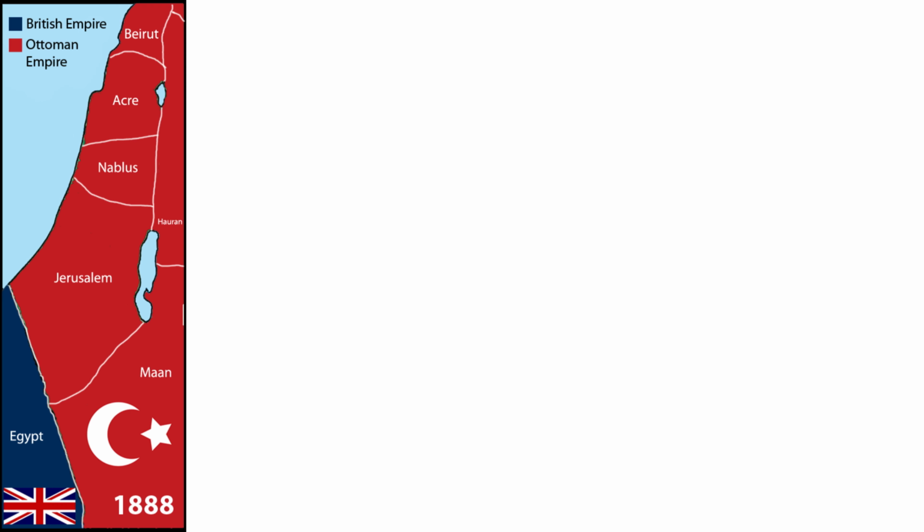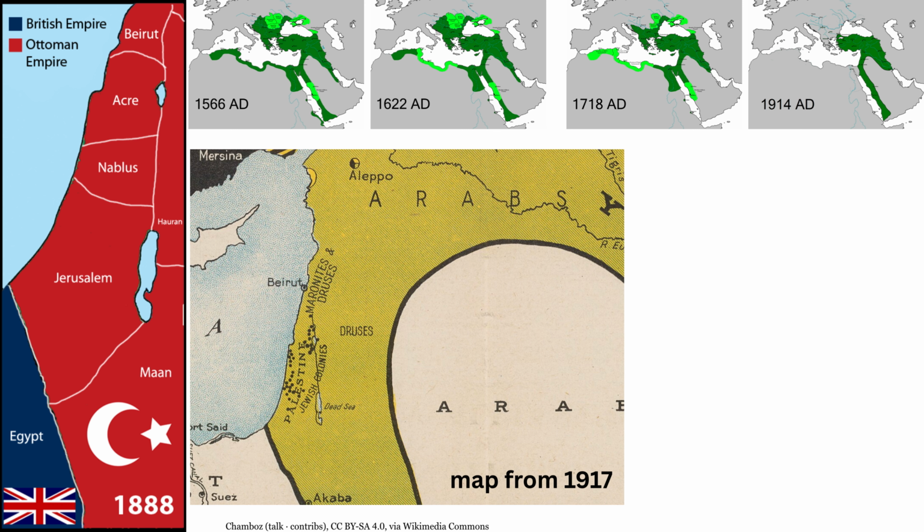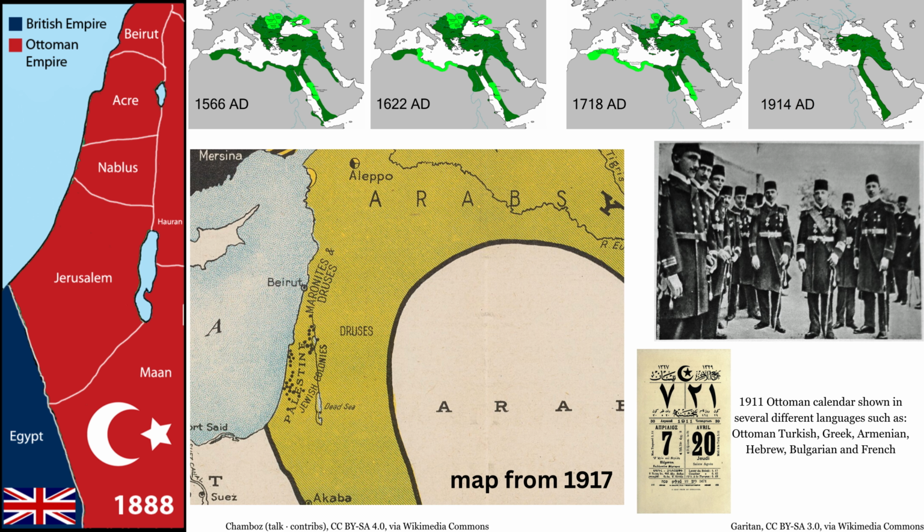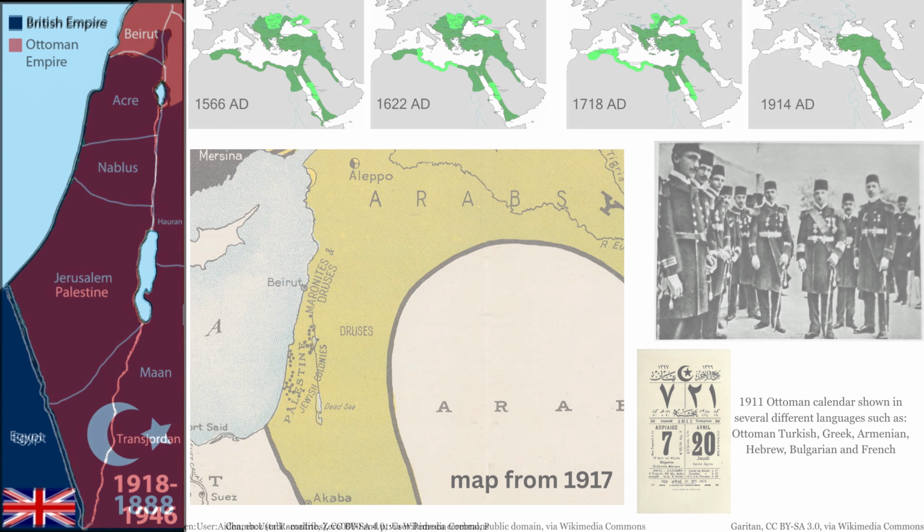1888, Ottoman Empire. The region was part of the Ottoman Empire. There was no state called Palestine. The term was used geographically, not as a national identity. Jerusalem, Galilee, and the wider region were governed by Ottoman officials, with no political autonomy for local Arabs or Jews.